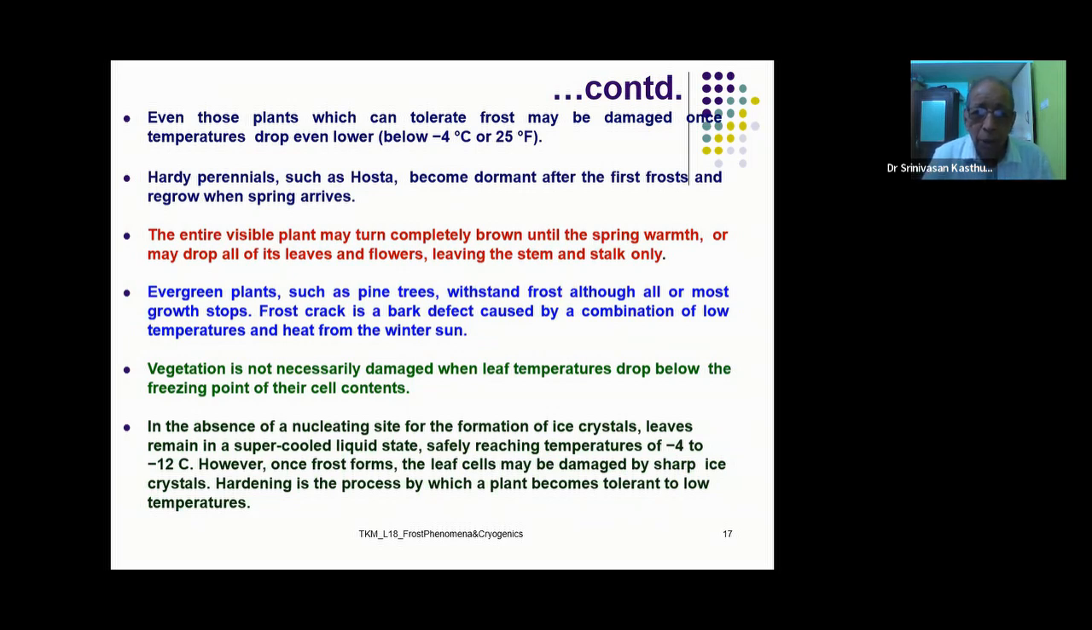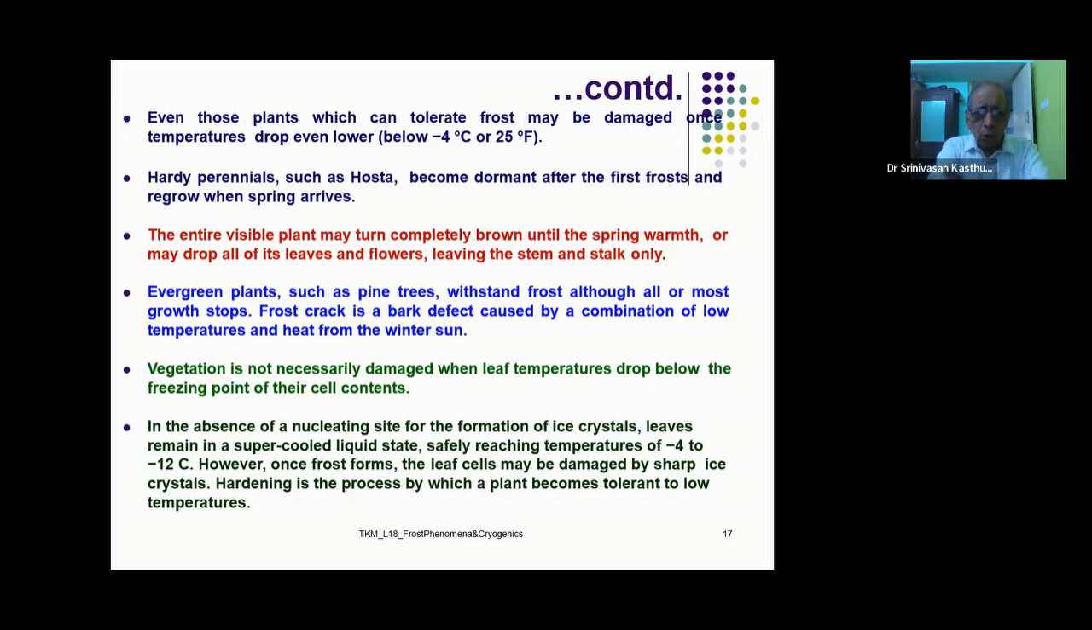Even those plants which can tolerate frost can get damaged if the temperature drops to -4 degrees and lower. Suppose the temperature goes further down, then those plants which can tolerate the damages can also get into problems.